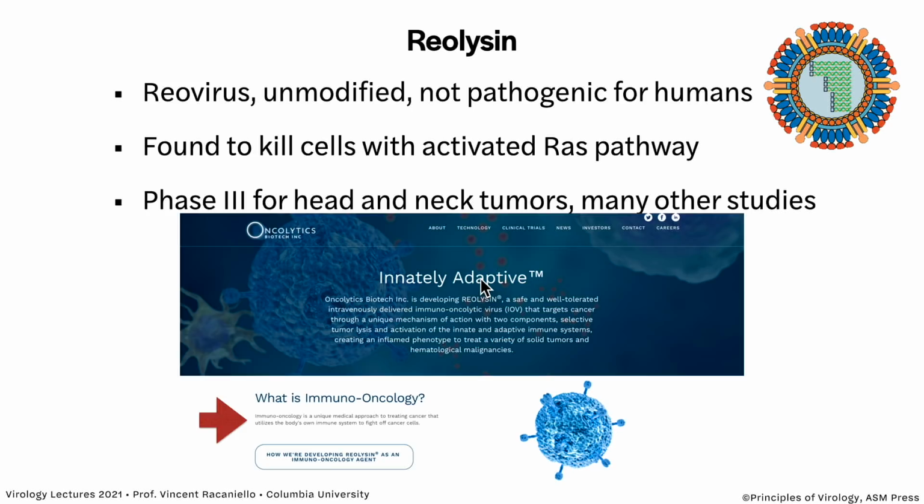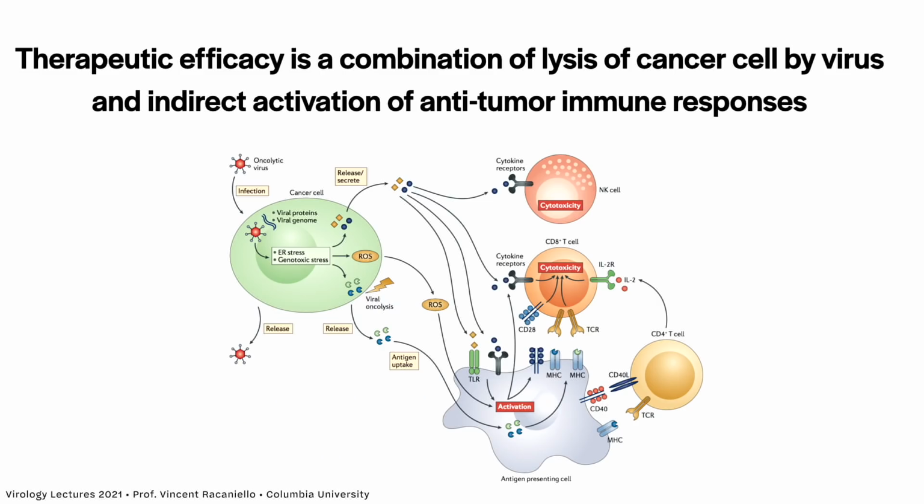So you can see there are a whole slew of cancer therapies, and I'm saying in about 10 years we're going to be routinely treating most cancers with oncolytic viruses. I want you to understand that the therapeutic efficacy is not just killing the tumor cells, but activation of anti-tumor immune responses, right? So here we have a tumor cell being infected by an oncolytic virus.